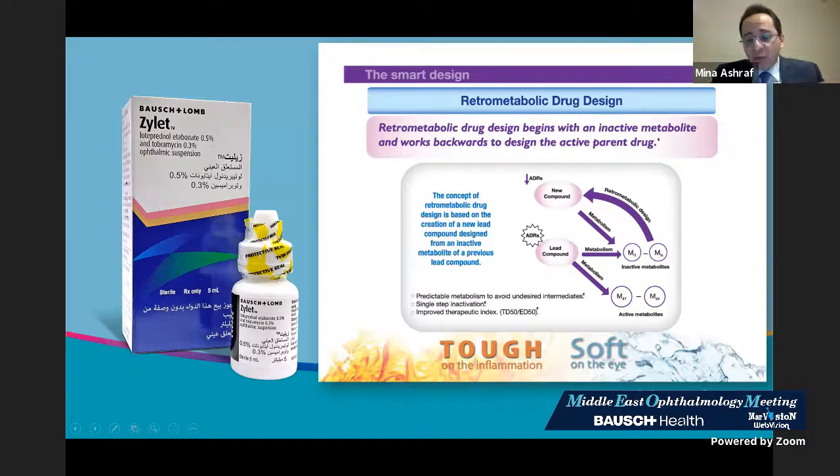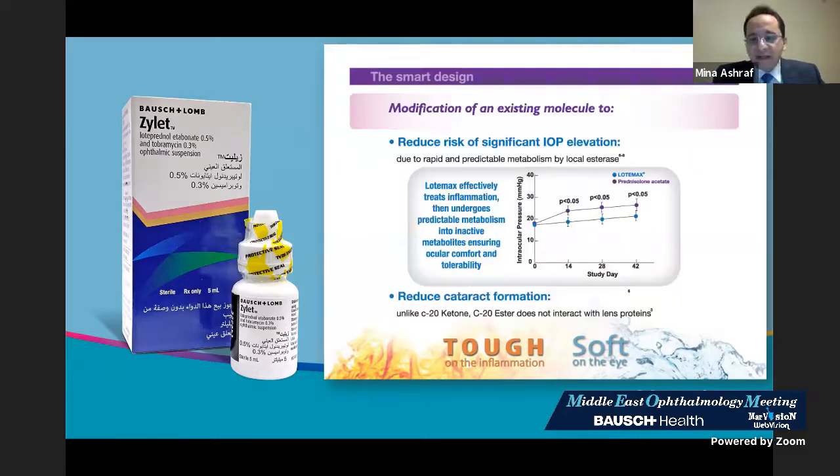And that's why when we looked in the previous slide at the chemical structure, we found that we replaced the ketone with the ester, because in the eye there is a natural esterase enzyme. And this is how loteprednol etabonate gets metabolized in a single-step deactivation. And this leads to a more favorable profile in terms of intraocular pressure elevation due to the rapid and predictable metabolism by the local esterase enzyme.